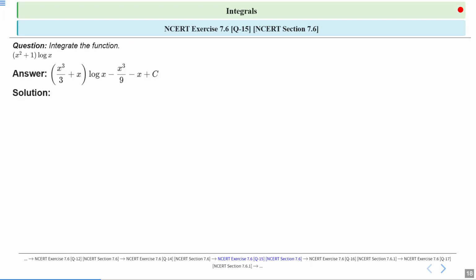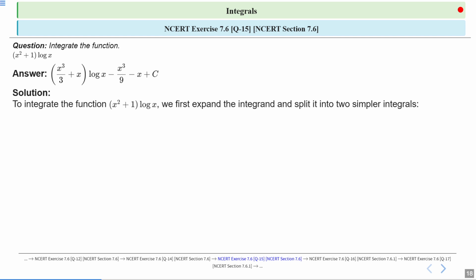So the answer is x cube by 3 plus x log x minus x cube by 9 minus x plus c.